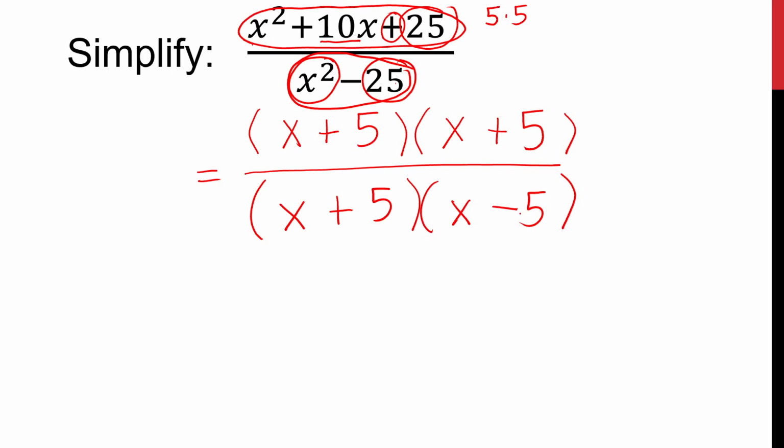Asa may pwedeng makancel out ana, section Glory? X plus 5, sir. Okay. Dili pwede nga ang duha ka x plus 5 i-cancel ni usa ka x plus 5. Dapat usa ka x plus 5 i-cancel sa usa ka x plus 5. Di pwede duha i-cancel sa usa. So again, cancel out x plus 5, x plus 5.